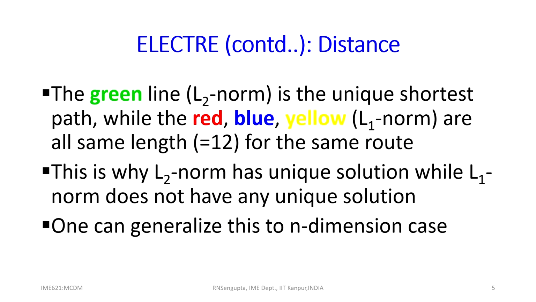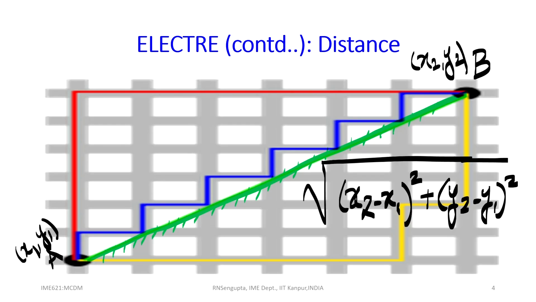Now, if you see the red, blue and yellow, they are as follows. The green line which I just hashed is the unique shortest path, while the red, blue and yellow are based on the L1 norm and are of the same length, but you can take different paths. Why of the same length? If you consider the total distance covered, same length means the L1 distance is the same. I am not comparing with the L2, I am only comparing the L1.